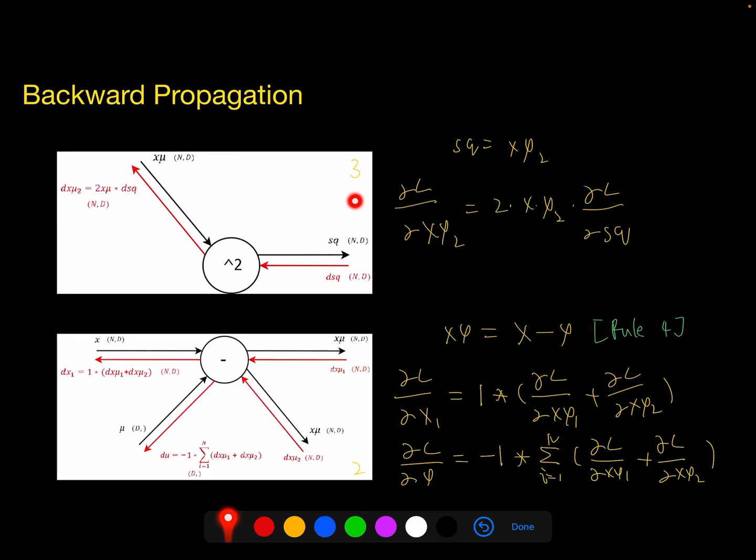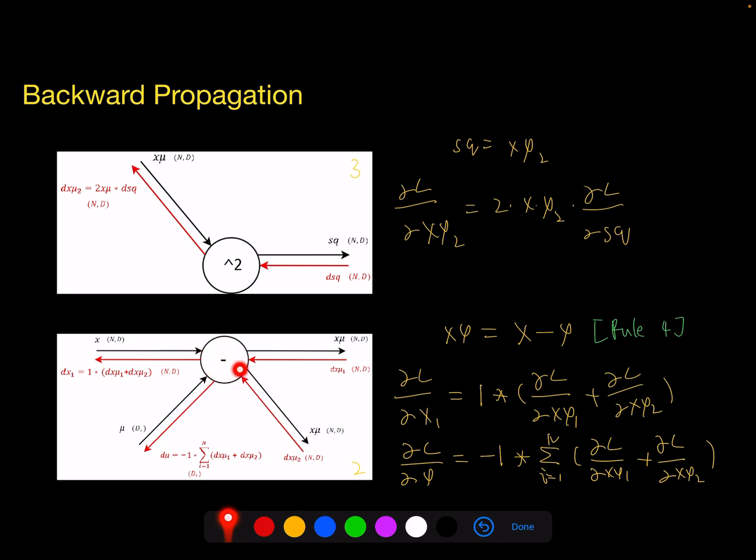Step 3 is simple. One thing I want to mention is here it says x mu, but actually it's x minus mu. This is just for simple notation. We had an x mu 1 previously, so this is to make it distinguishable. Then why do we have x mu 1 and x mu 2? This is explained in step 2, because we have two outputs.